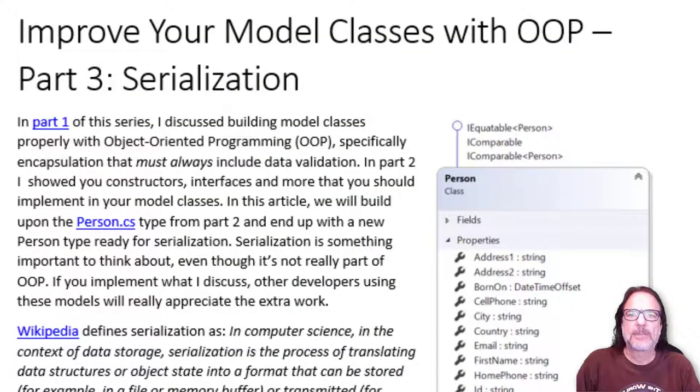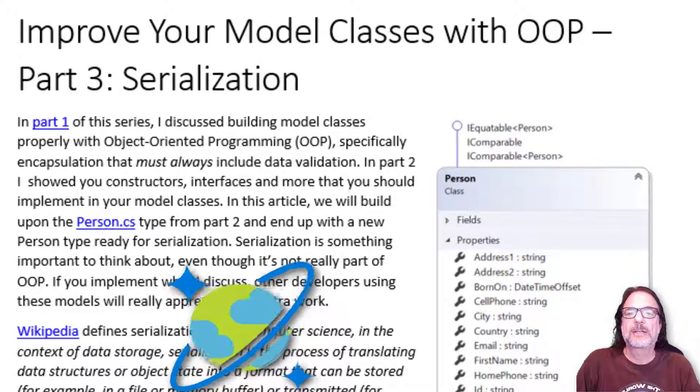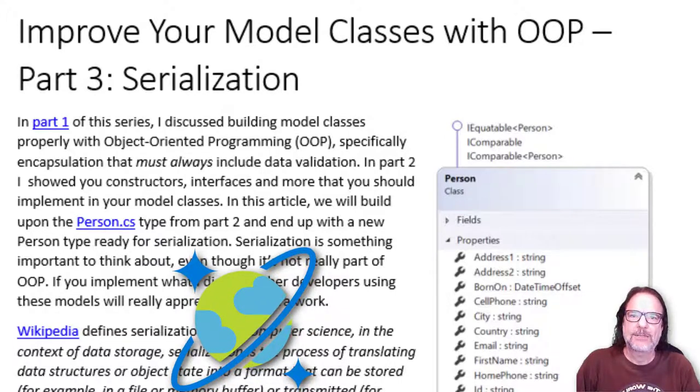So in this episode, we're going to talk about my latest article called Improve Your Model Classes with OOP, Part 3, and Serialization. Even though serialization isn't really part of OOP, to me, it makes better model classes because you're making it easier for the developers who are using your model classes to serialize the data. In this modern day of programming, most data gets serialized somehow, whether it's going through an API or other mechanisms, being stored to disk, or even being stored to Cosmos DB, whose underlying data structure is just JSON, which is going to be the first serialization we talk about.